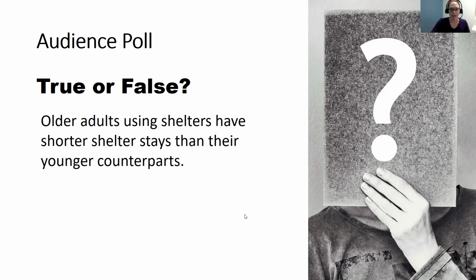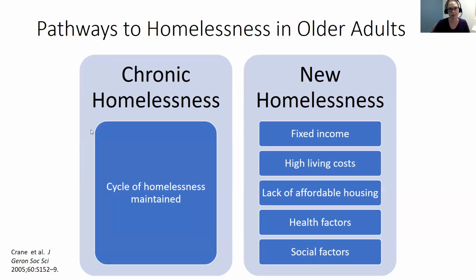So absolutely right. When we look at those who are using shelters, older adults actually have shelter stays that are twice as long as their younger counterparts. And I think one of the questions in the group was why older adults are experiencing homelessness at a rate that is rising in their group and not others. I think this might explain some of that.